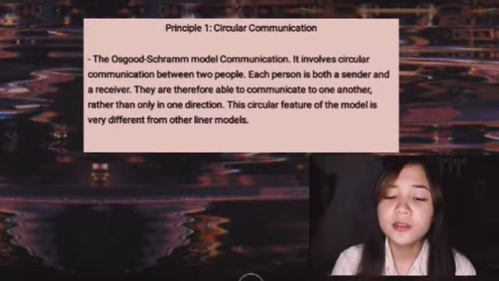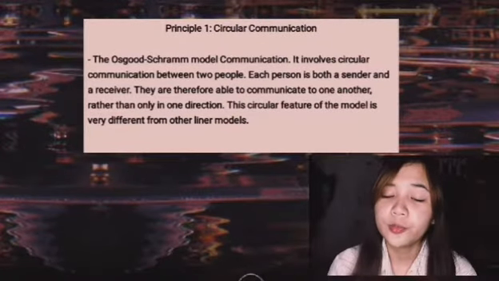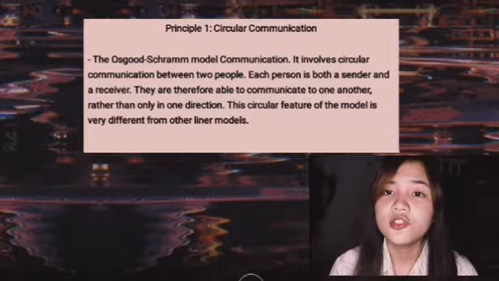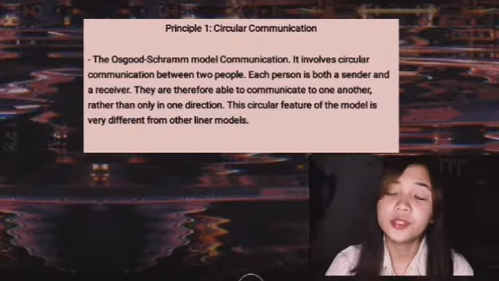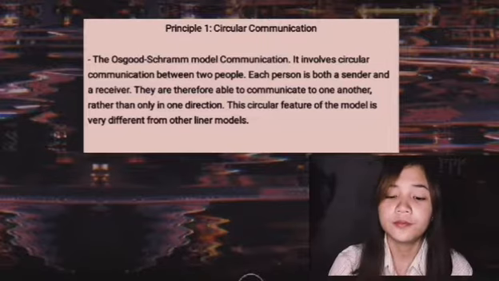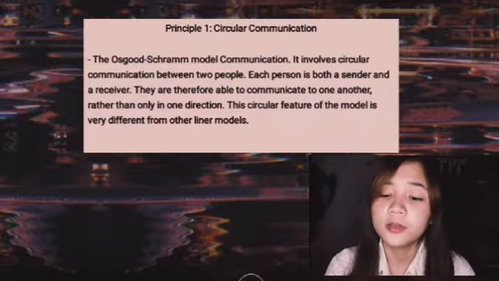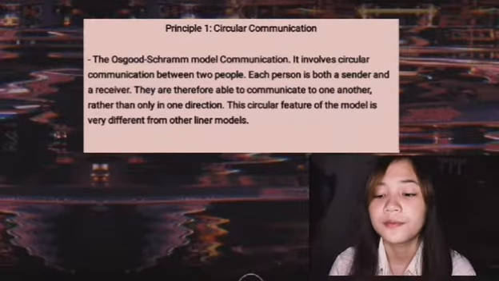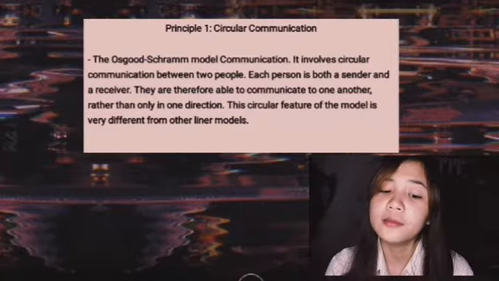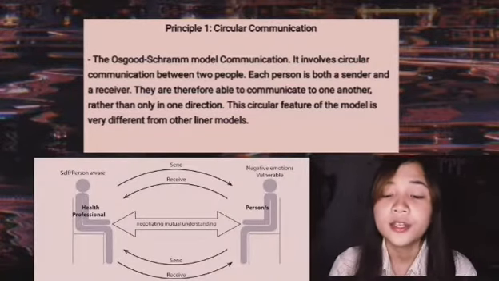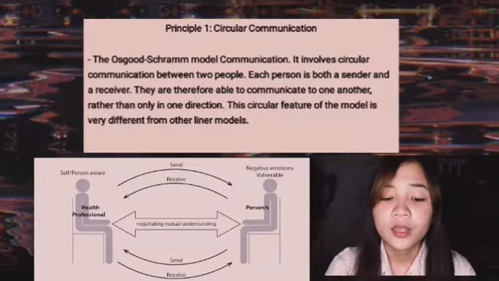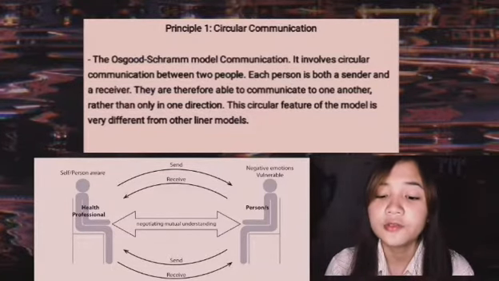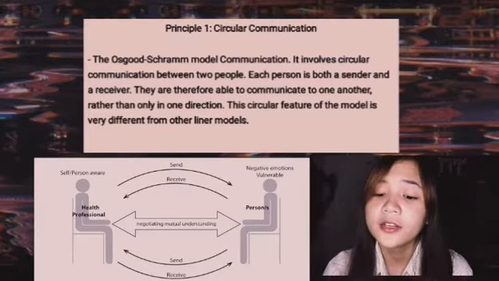The first principle is circular communication. The Osgood-Schramm model of communication involves circular communication between two people. Each person is both a sender and a receiver. They are therefore able to communicate to one another, rather than only in one direction. The circular feature of this model is very different from the linear models.